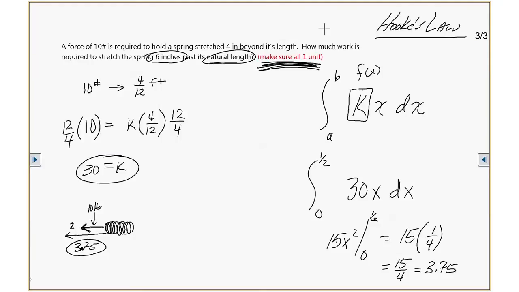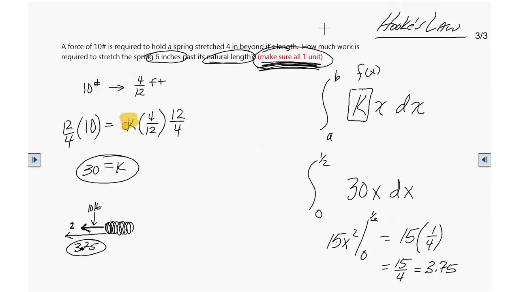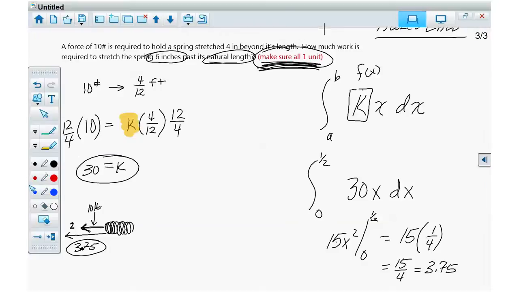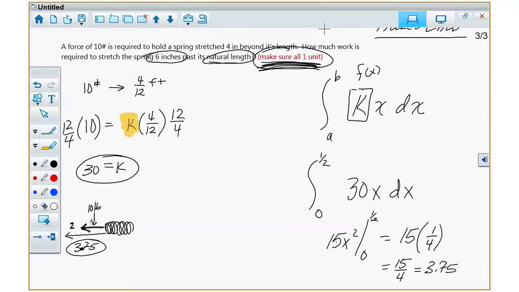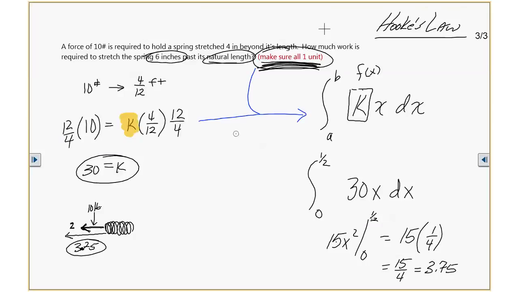Okay, so that's Hooke's law. And like I said, there are 2 or 3 things when you're dealing with Hooke's law. The first thing you've got to do is make sure everything is in one unit. The second thing you do is find what? Find K. And once you find K, you just plug and chug. You've got to make sure the units are all the same.